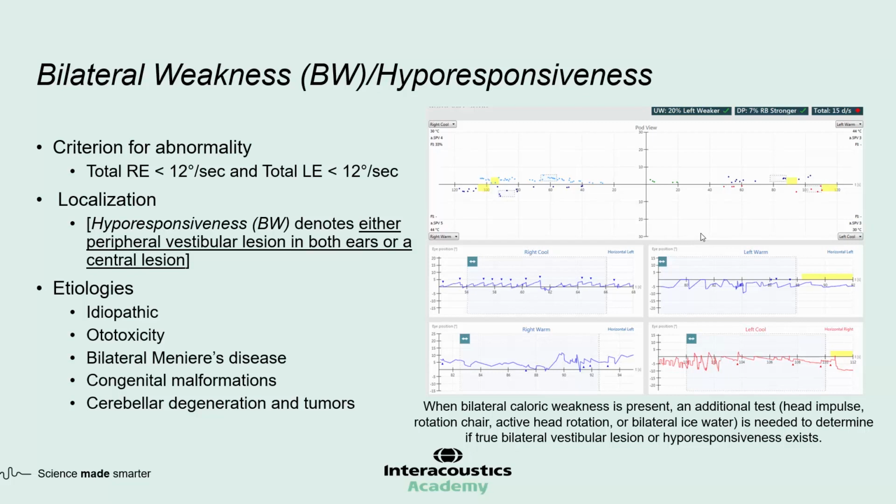So the etiologies, the most common etiology is unknown, but among the known causes, ototoxicity or vestibular toxic exposure is the number one reason. Bilateral Meniere's disease, congenital malformations such as Chiari malformation might be another cause. Cerebellar degeneration or tumors, as I mentioned, could cause or could show up as bilateral vestibular loss.